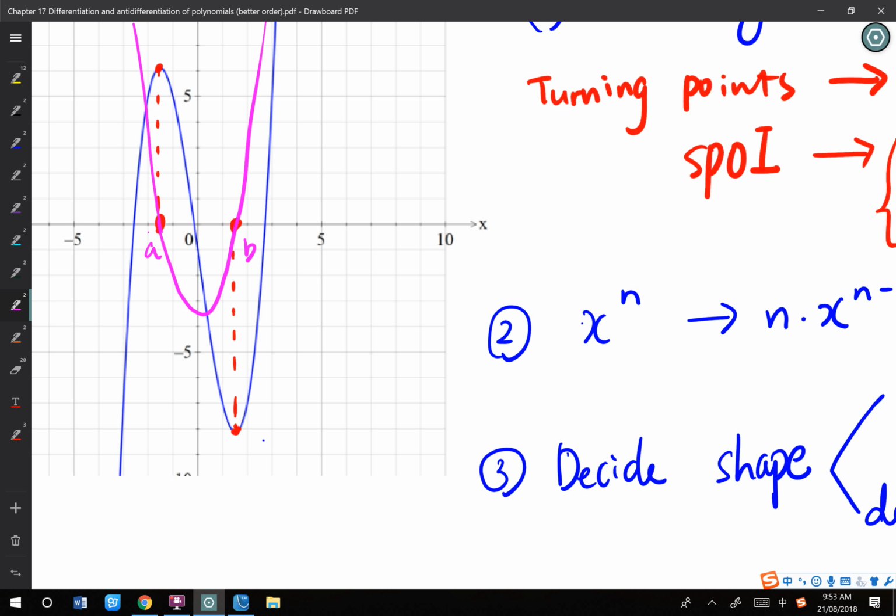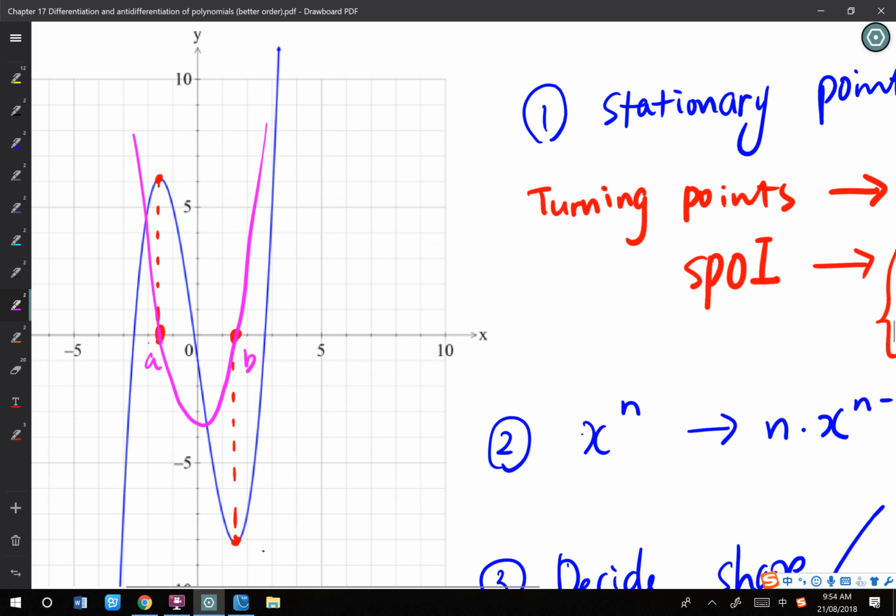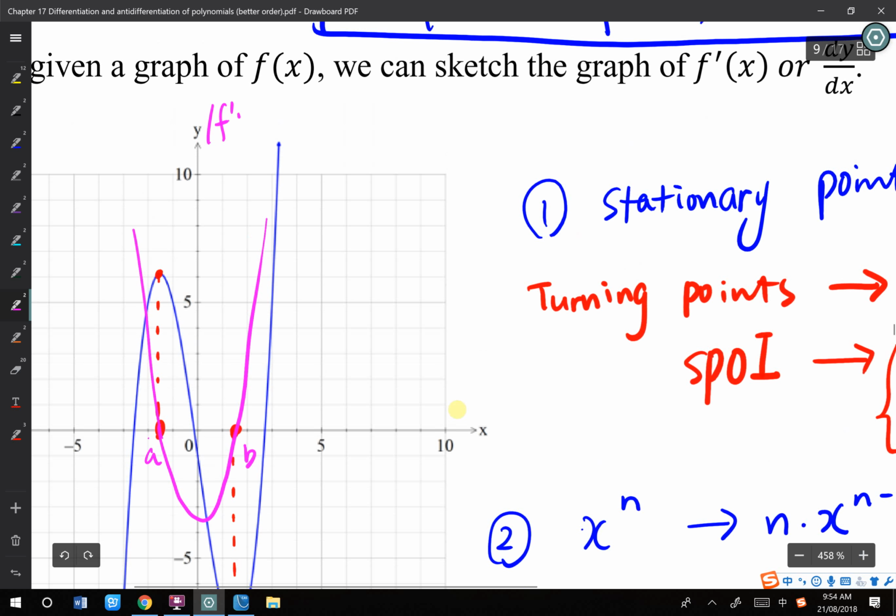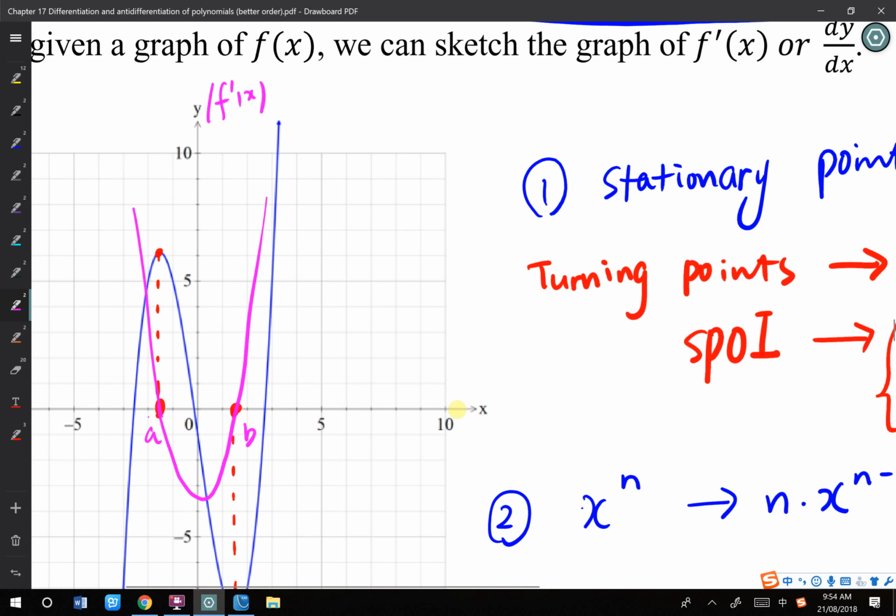I don't understand how you got that the turning points become... Turning point is derivative equals 0. This pink graph is the f dash x graph as well. So when x equals b, your derivative is 0. Yeah, the vertical axis is the f dash x.